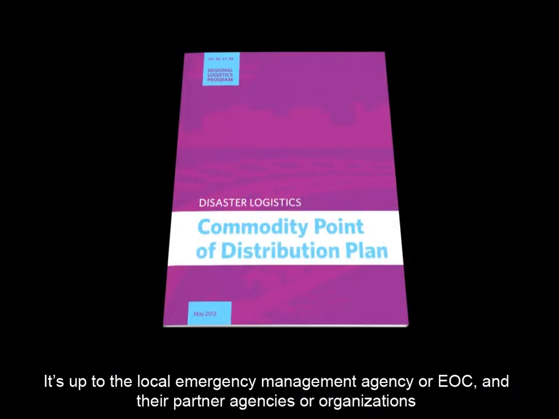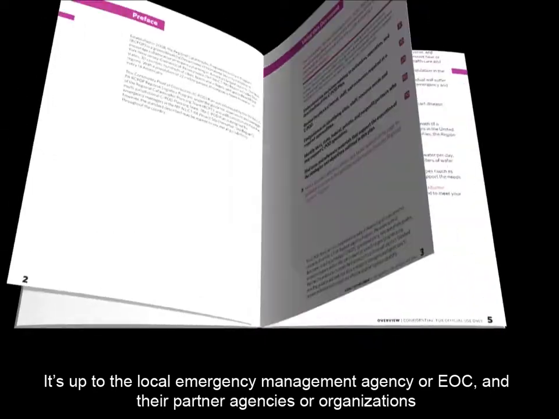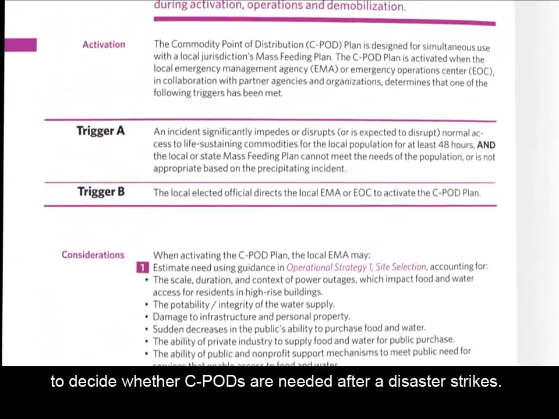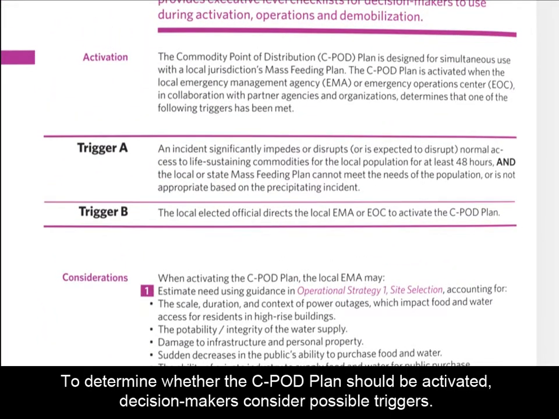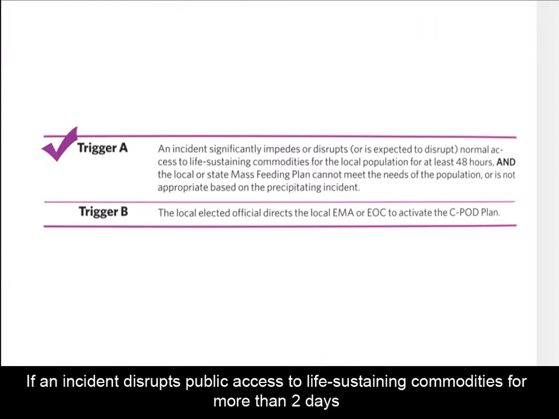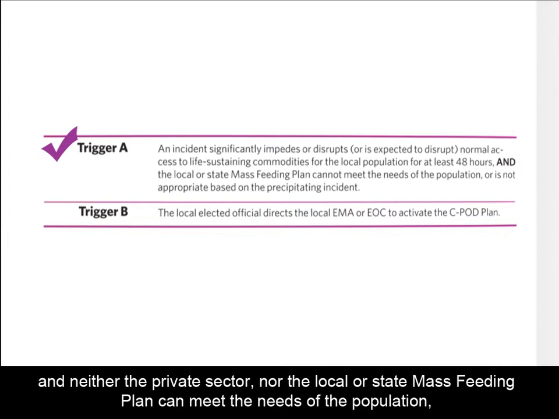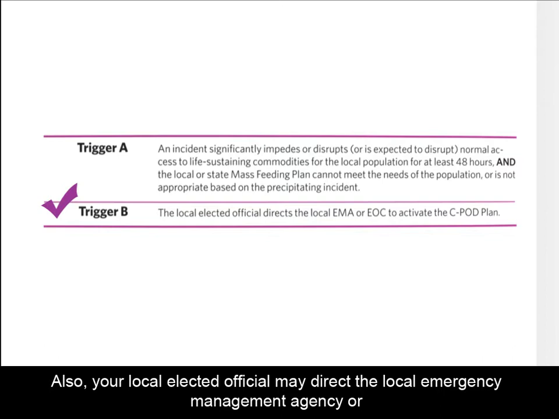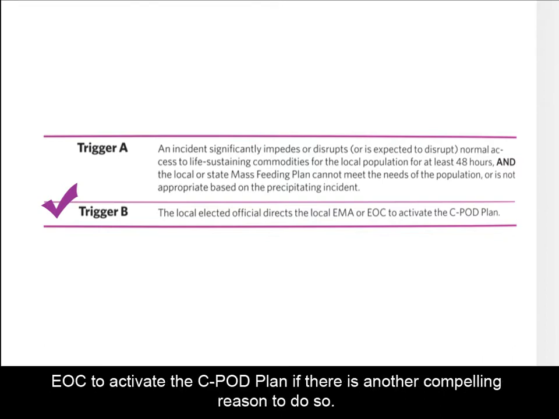It's up to the local emergency management agency, or EOC, and their partner agencies or organizations to decide whether CPODs are needed after a disaster strikes. To determine whether the CPOD plan should be activated, decision makers consider possible triggers. If an incident disrupts public access to life-sustaining commodities for more than 2 days, and neither the private sector nor the local or state mass feeding plan can meet the needs of the population, EOC decision makers may choose to activate their CPOD plan. Also, your local elected official may direct the local emergency management agency, or EOC, to activate the CPOD plan if there is another compelling reason to do so.